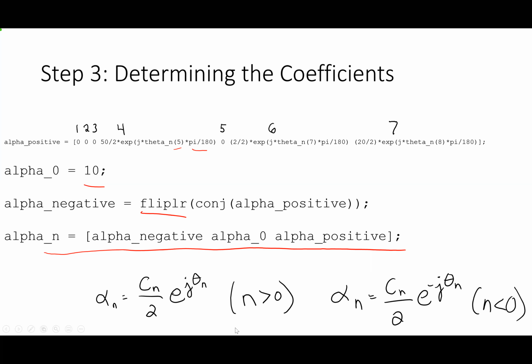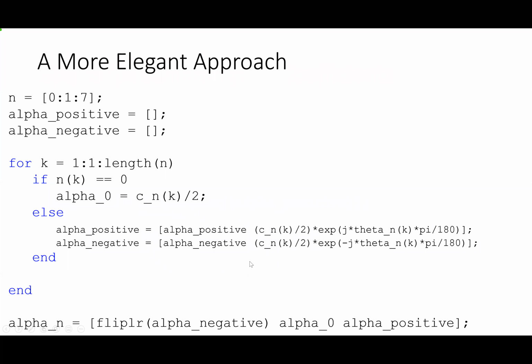The more elegant way to do it is what I've got here. Let's talk through my code a little bit. I said, let's make my n vector. It goes from 0 to 1 to 7. You don't have to do what I'm doing here. You could manually go through and put in all 15 values in the vector by hand. Nothing wrong with that. It's a lot easier to do what I'm doing here if you're more comfortable with it.